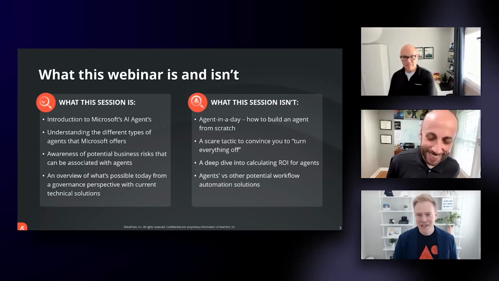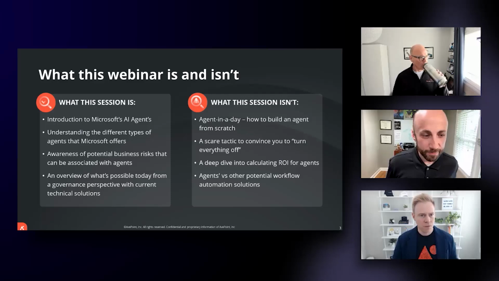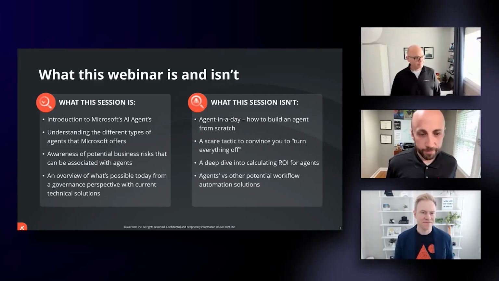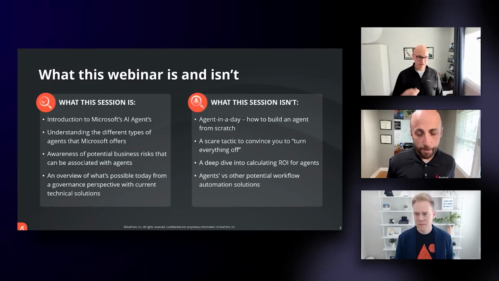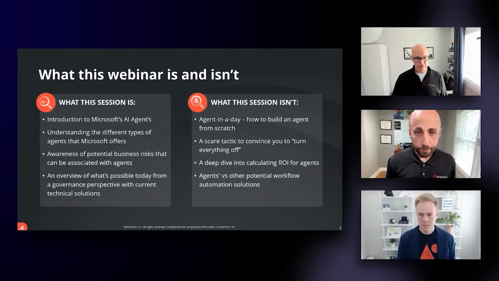So, all right, if we can go to the next slide. Norm, why don't you give us a little bit more background into what our audience can expect from this webinar and what it is and what it isn't? Well, today we're going to talk about what Microsoft AI agents are across their cloud solutions. We're going to understand the different types that we have inside of the Microsoft Cloud. We want to bring some awareness around some of the business risks that might be associated with agents and give you an overview of what's possible today from a governance perspective with the current technical solutions that are available.